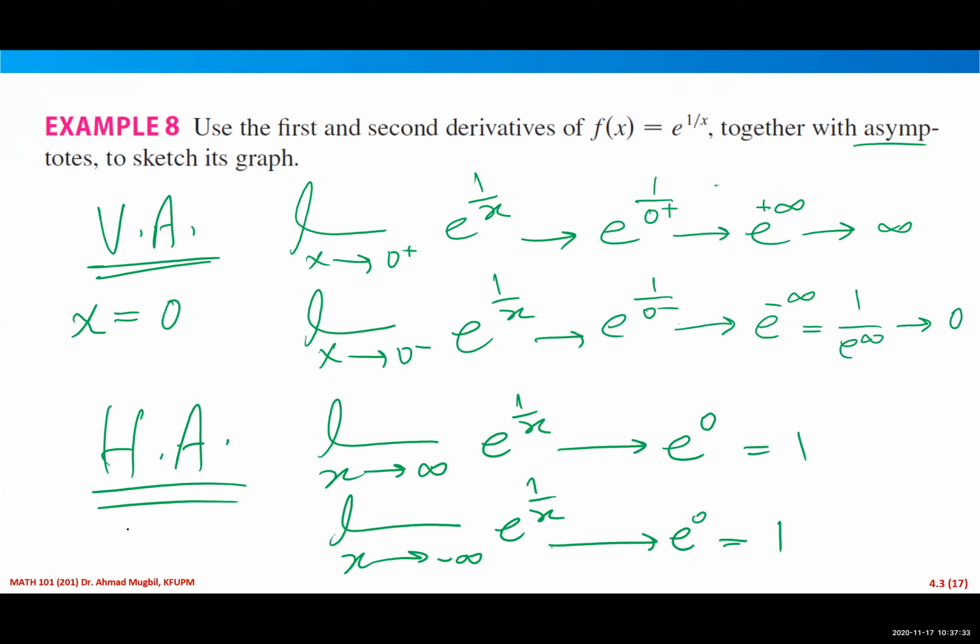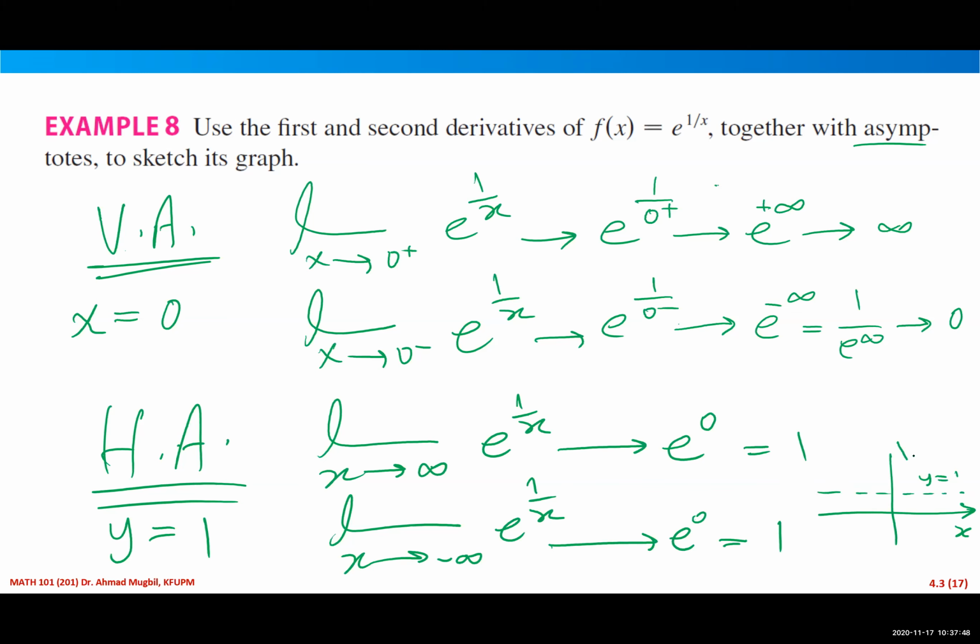So what do we have here? What is the horizontal asymptote? It is y equals what? y equals 1. So now we have additional information. So this is the x-axis, and this is y equals 1. This is the horizontal asymptote. Usually we write it with dots like this.